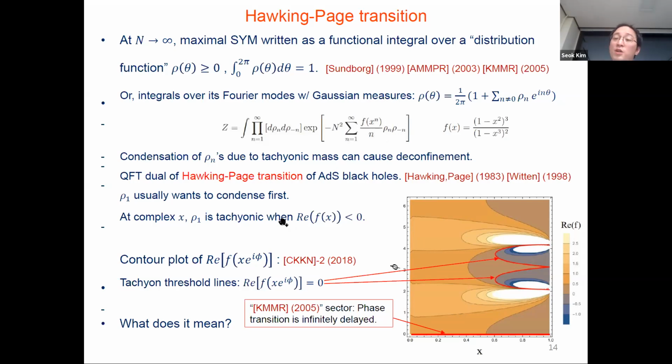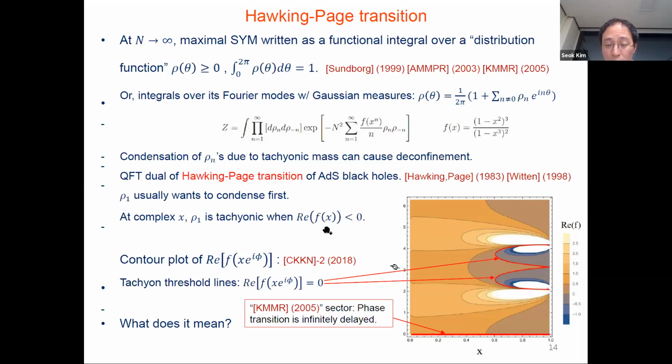And we're going to investigate in the full complex fugacity space. We're going to promote x to a complex number. So in this convention, let's regard x as the absolute value of complex x and phi as the phase. And as a function of the absolute value and the phase, I make a contour plot of this Fourier coefficient for the first mode, because this is the first mode which wants to condense. This is the contour plot. The boundary of the dome is the point where the real part becomes 0. Inside the dome, the real part is negative, so rho 1 develops a tachyonic direction when the temperature becomes high enough.